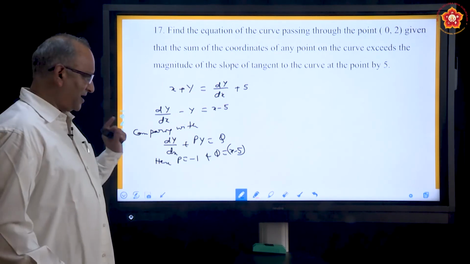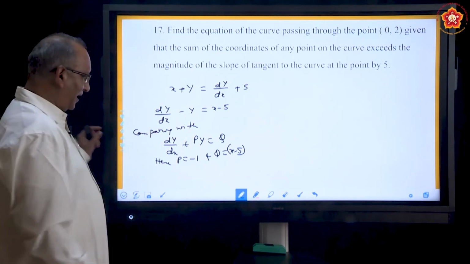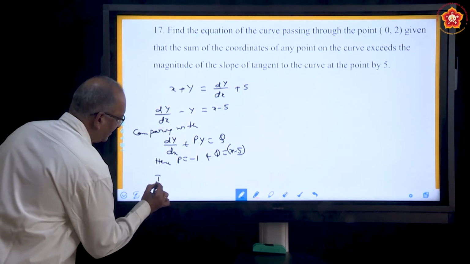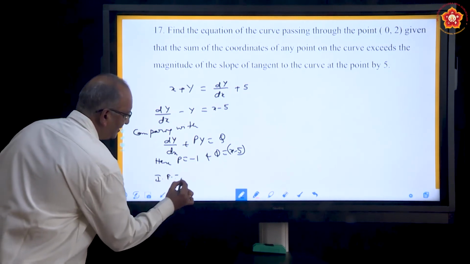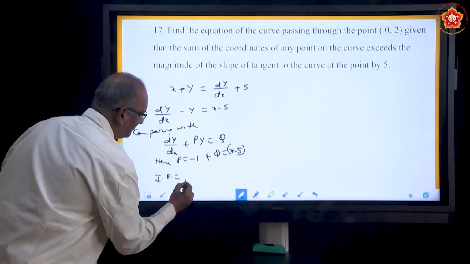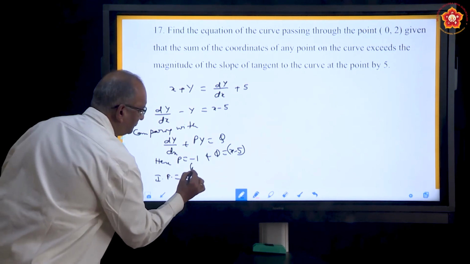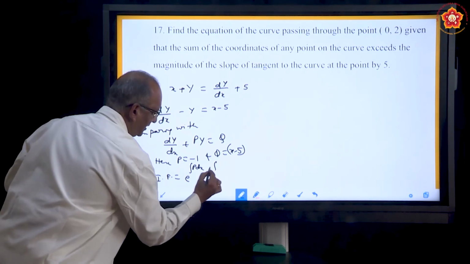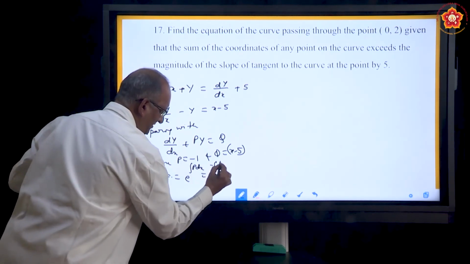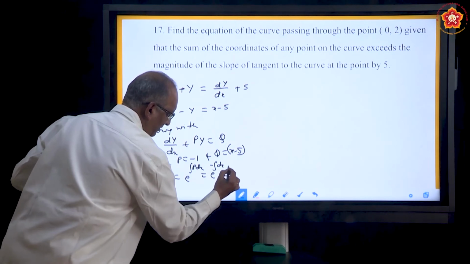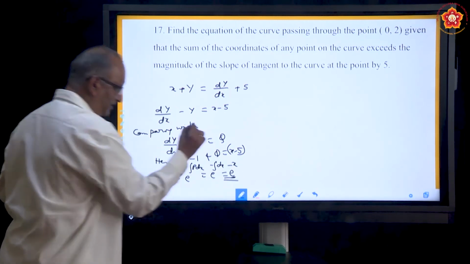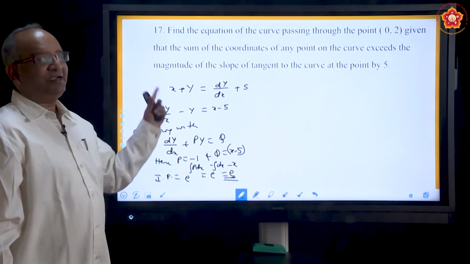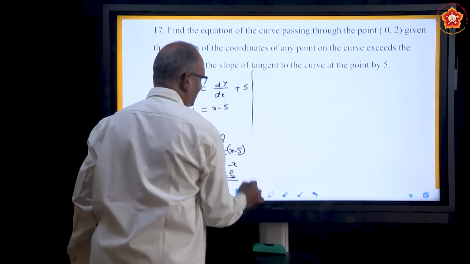What do we do next? The moment we know P, we try to find out integral of, or you can directly find out integration factor. How do you find integration factor? It is e to the power integral of P dx. E to the power integral of what is P? It is minus 1 dx is nothing but e to the power minus x. This is the integration factor. Once we know integration factor, we can directly write the solution. So, what is the solution?